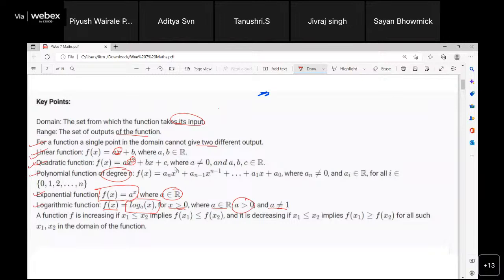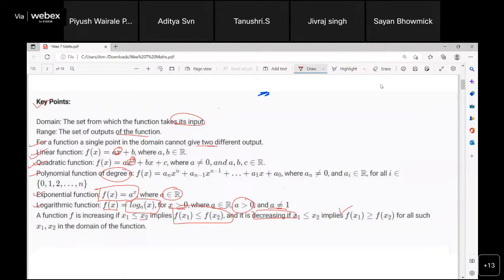A function f is increasing if, when we put the values x1 less than or equal to x2, the condition f of x1 less than or equal to f of x2 is satisfied. Or if x2 is greater than x1 and we get f of x1 greater than f of x2, for all such cases the function is decreasing, right? That is the basic thing we have revised over the last few weeks. So this is the summary.